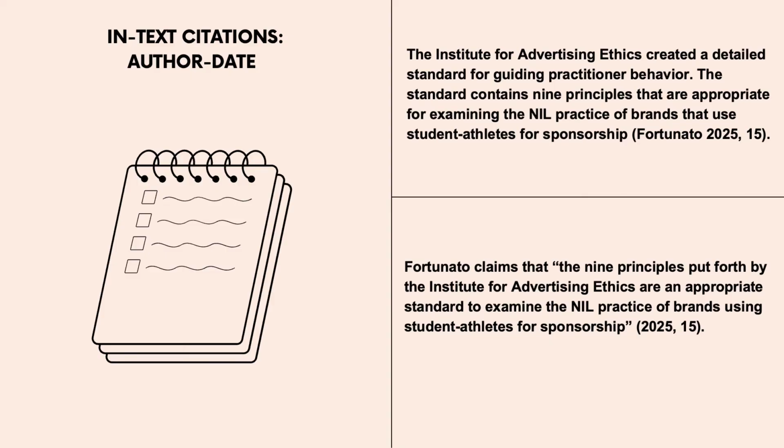In the first in-text example, notice how the citation includes the author's last name and how the publication year and pages cited are separated by a comma. Notice in the second example how the citation only includes the publication year and pages cited separated by a comma. This is because the author's name appears in the sentence.